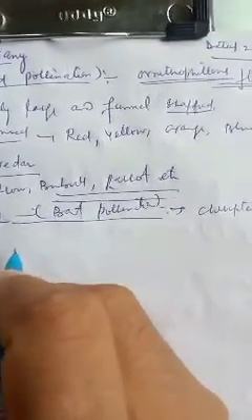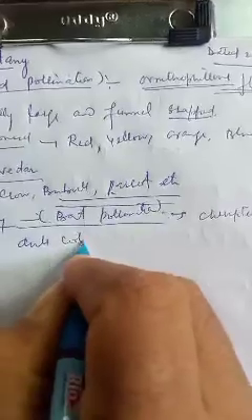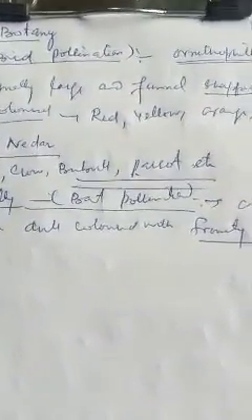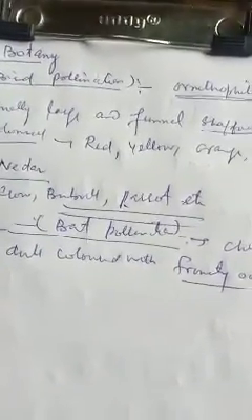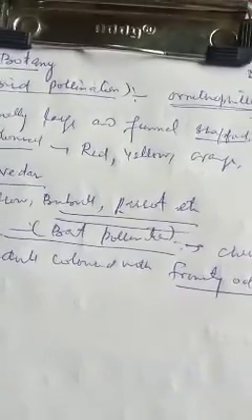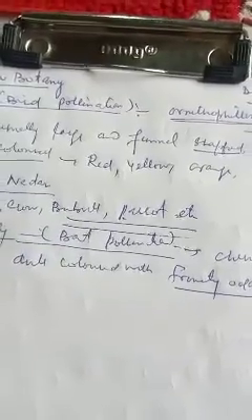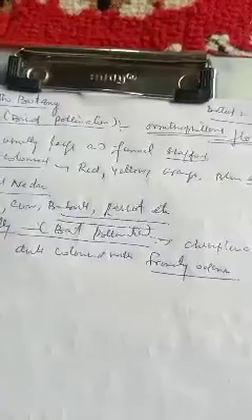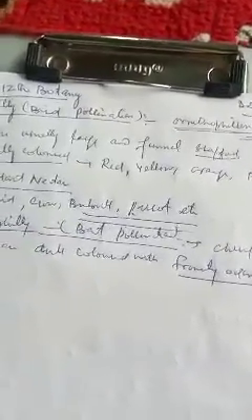Number first, flowers are dull colored with fruity odor. Flowers are not brightly colored but dull colored, with fruity odor. They produce a smell which is fruity odor, and which becomes an attractant for bats. And the flowers are dull colored with fruity odor.